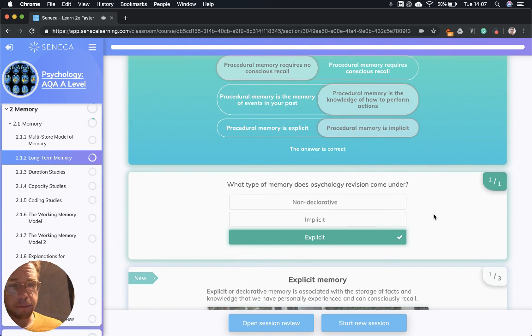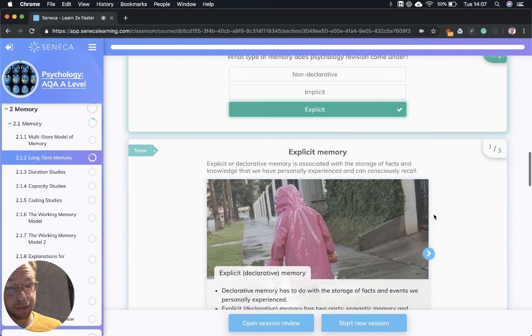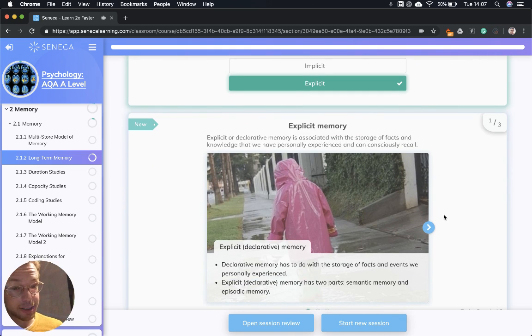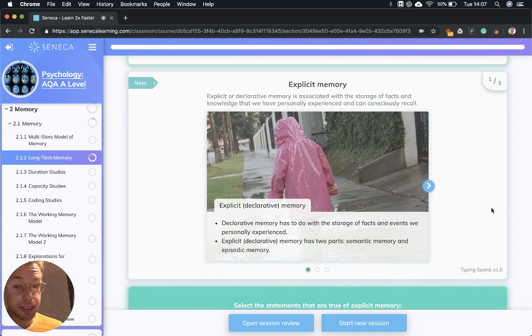So, what kind of memory does psychology revision come under? That's explicit. So that's explicit memory. So that's what hopefully this revision episode will be helping you out with. It'll be helping you out with your explicit or declarative memory, because this is the type of memory that is associated with the storage of facts and knowledge that we have personally experienced and can consciously recall. So declarative memory has to do with the storage of facts and events we personally experienced.